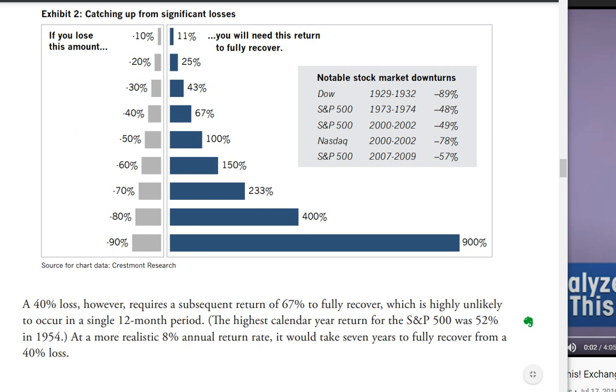Here's a chart from Post Oak Investments, and what they say is if you lose 10%, you need 11% to recover. Now, this is what we saw in the example. If we lose 20, then we need a 25% increase to recover and go back to the original place where we started. If we go back here, we see that we lost 50% in our prior example, and we need a 100% return to recover from that big loss.